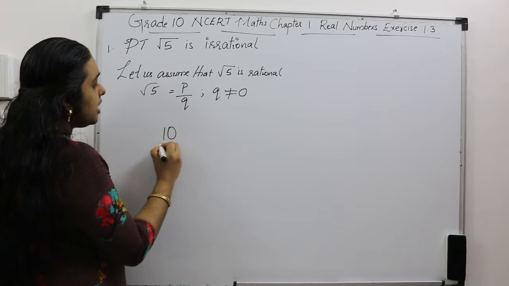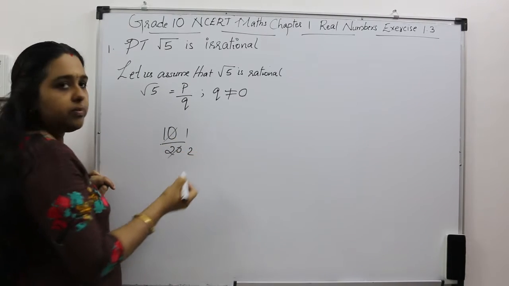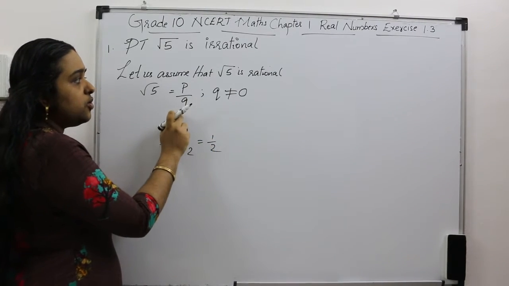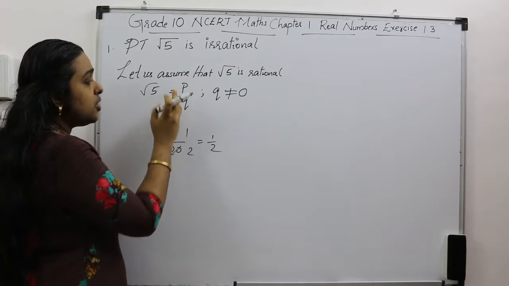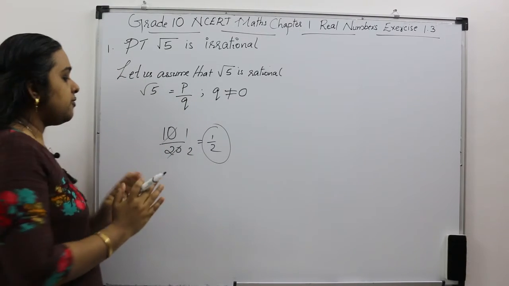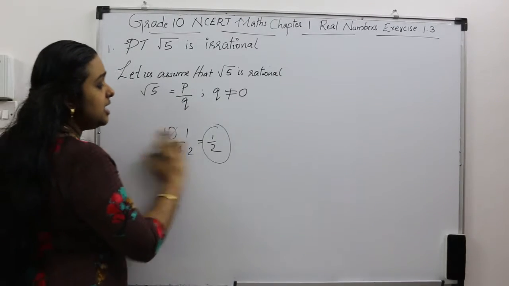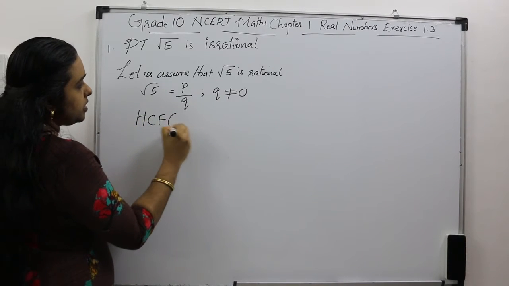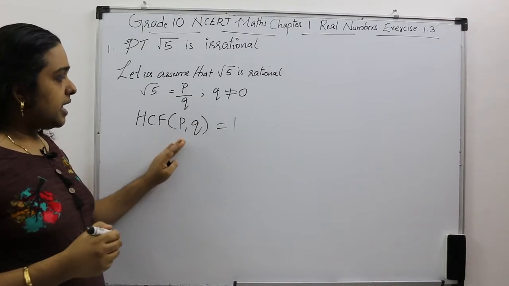Suppose 10 by 20 is a rational number. This can be written as 1 by 2. So 1 by 2 is also a rational number, but in this case p and q must be in the simplified form. So 1 by 2, it must be the simplified form, not 10 by 20, because we can further simplify it. So p and q will be in the simplified form such that the HCF of p and q will be 1.